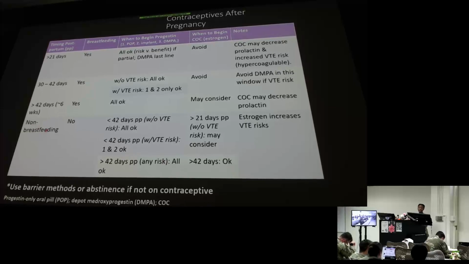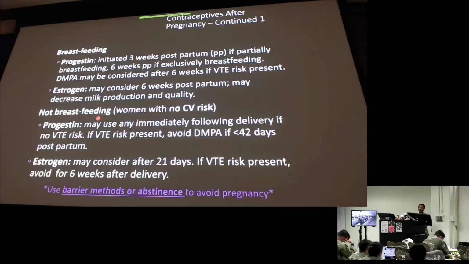It doesn't matter because I'm not breastfeeding. Okay? This one, over 21 days, they can get a combined oral contraceptive, but only if they don't have a history of VTE risk. If they have a history of VTE risk, they have to wait the 42 days. This is all of your non-breastfeeding women, okay? So we'll go over it again later.